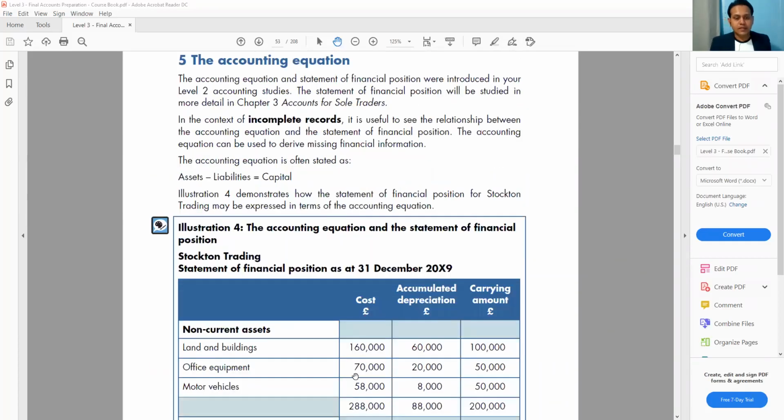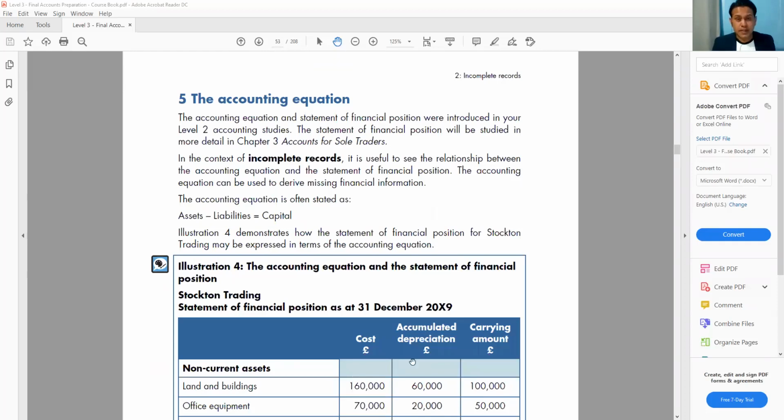Okay, the next chapter we have is the accounting equation. I'm sure all of you remember the accounting equation. That is asset equals liability plus capital. So if I add my capital and the liability, that will give my asset, isn't it? For example, if my asset is 100, my liability is 50 and the capital is 50.